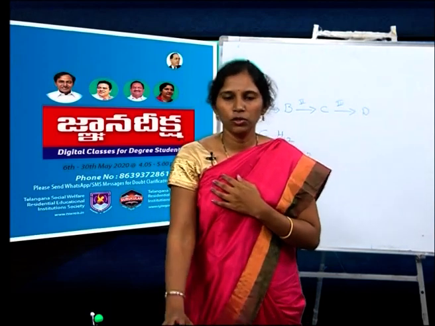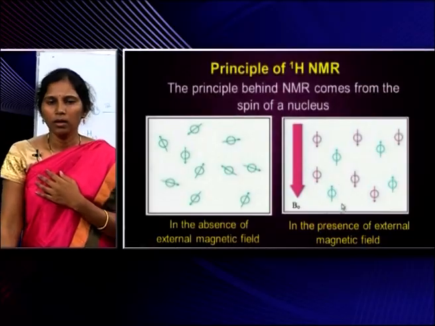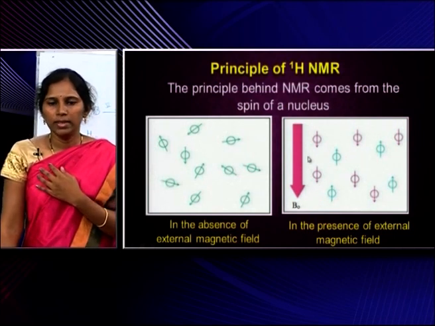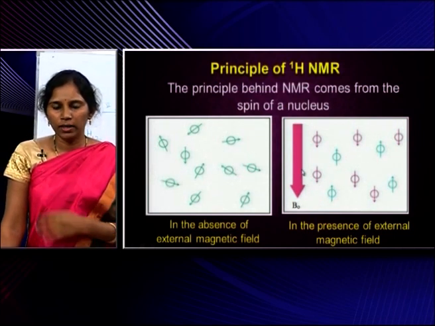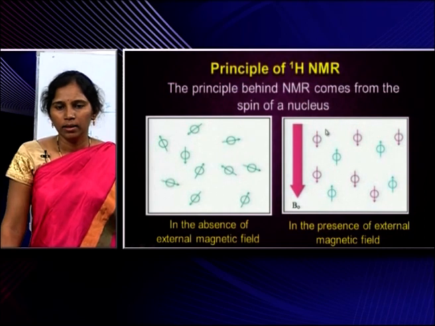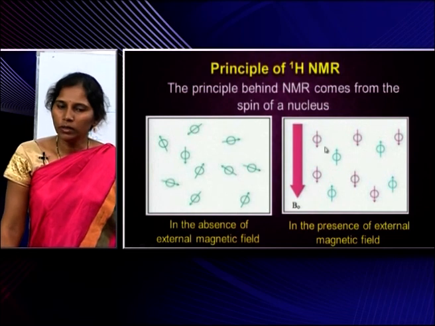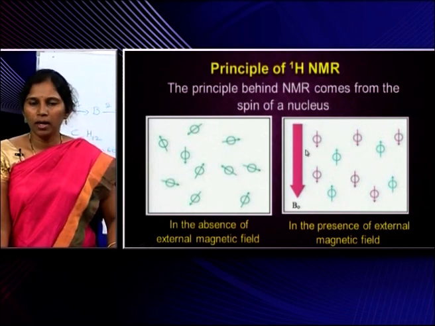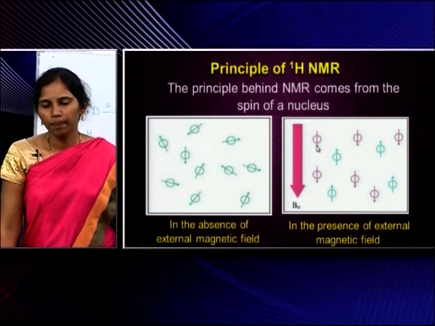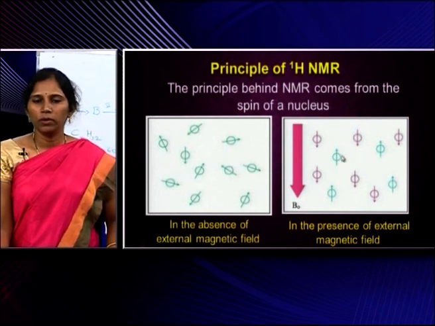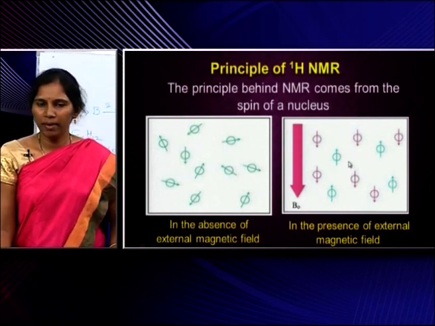Look at the screen, students. If you observe, this is the direction of the external magnetic field, and these are the spins oriented along with the field, which are in pink color, and these are opposite to the field. Those nuclei which are present along the field are said to be in alpha state, and those which are opposite to the external field are said to be in beta state.